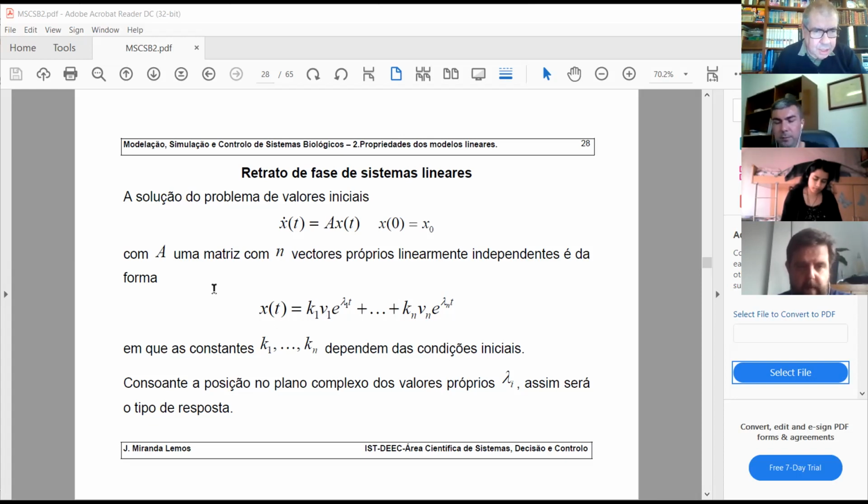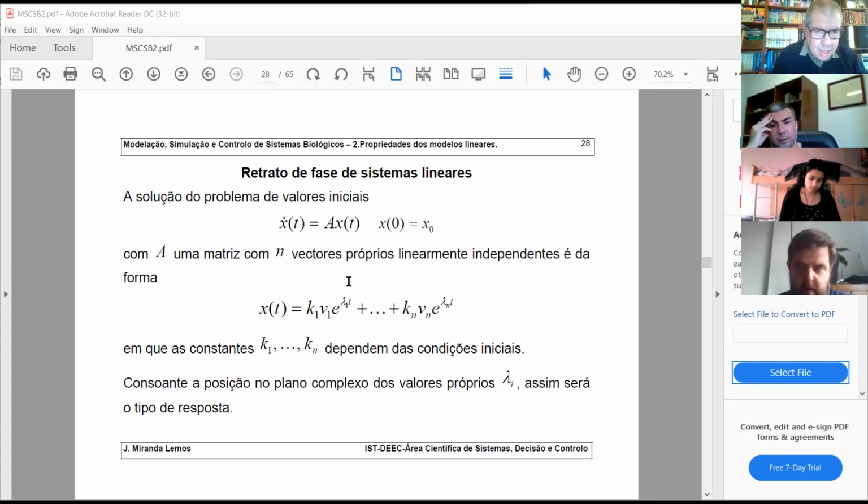Before we proceed, in the case where A does not have n independent eigenvectors, then this sum will be smaller than n, and you cannot generate all the states x. So you need to add an extra term, and these extra terms are terms like this, but multiplied by a polynomial in time. This comes from the so-called Jordan canonical form.